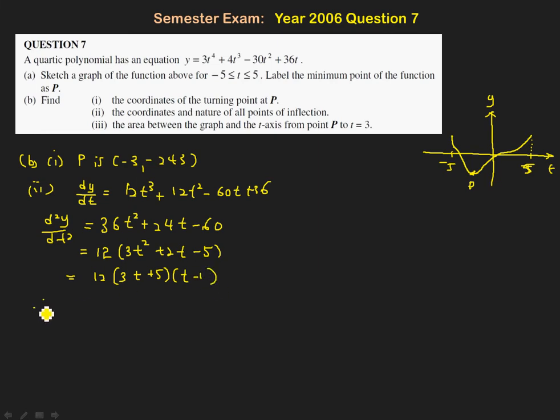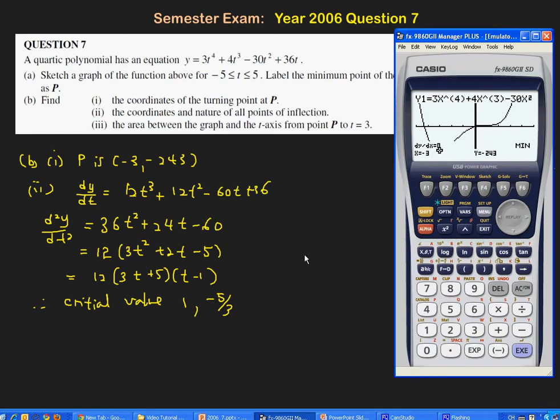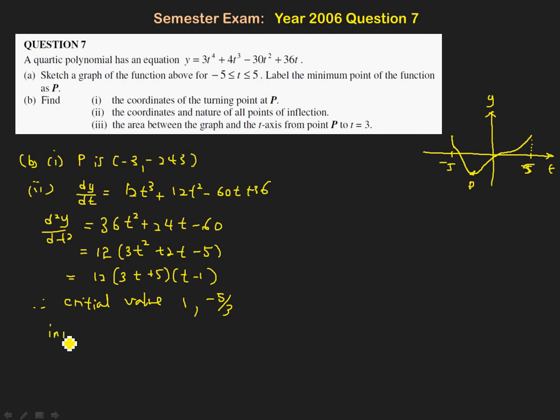And so we have the critical values of 1, and from this factor, -5/3. I'm not going to find y by calculation, just use the calculator. I can trace this. I enter the value of 1, and so I have it at 113. So I have an inflection point of 113, and the other one at -5/3. I need to find the corresponding y.